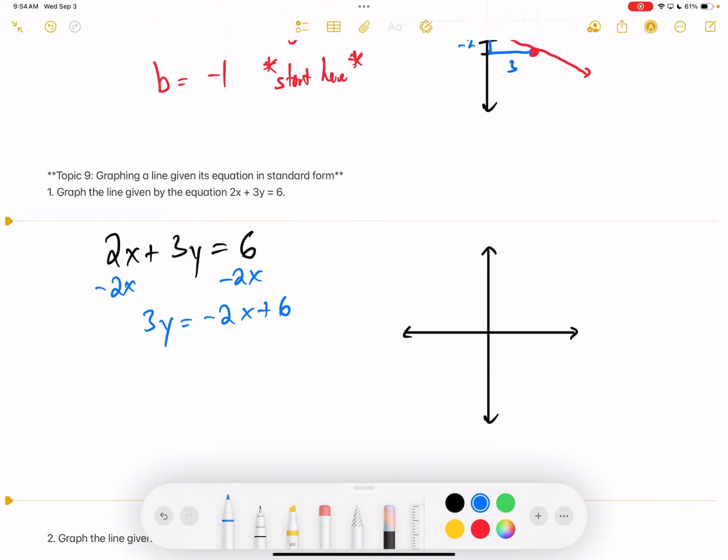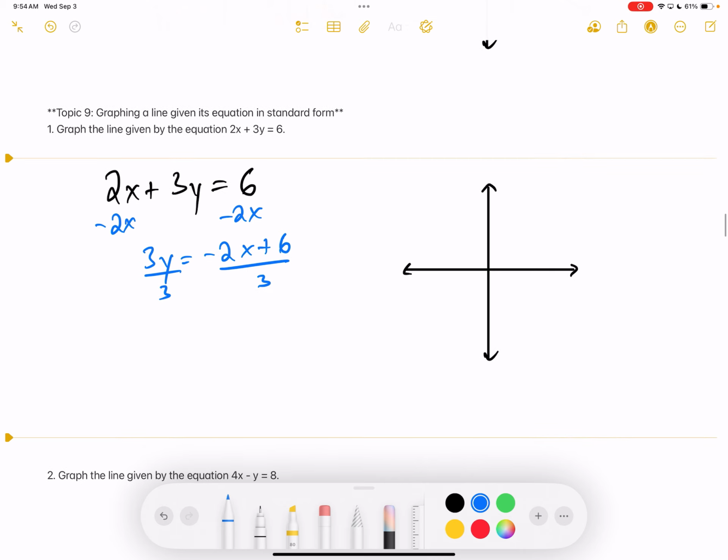And then to get y completely by itself, I'm going to divide both sides by 3. So the 3's cancel out, and I get y equals negative 2/3 x. 6 divided by 3 is 2. Make sure you divide both things by 3. I divide the 2 by 3, and I can divide the 6 by 3. Everything in the equation is being divided by 3.